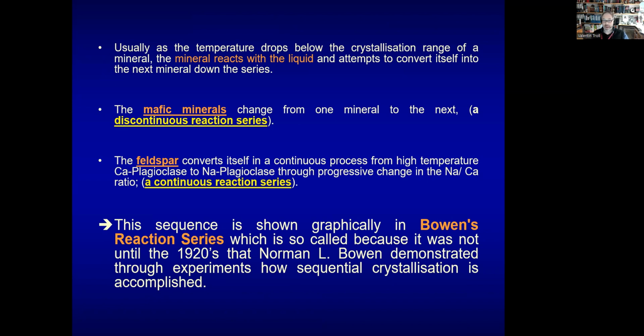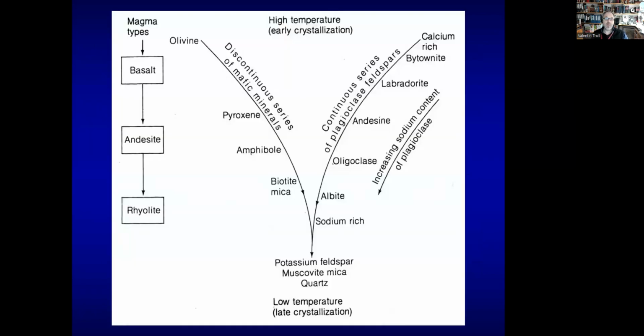This sequence is shown graphically in Bowen's reaction series, and here is a representation of this. We have basalt, andesite to rhyolite on the left, and here's the discontinuous and continuous series. The discontinuous is the mafic minerals, olivine, pyroxene, amphibole, biotite, and the continuous is the plagioclase, which usually starts as calcium-rich plagioclase, which we call bytownite, labradorite, andesine, oligoclase, and albite, until we get very sodium-rich plagioclase. And just at the very end, we get potassium feldspar, muscovite, the white mica, but also quartz, and this is at relatively low temperature.